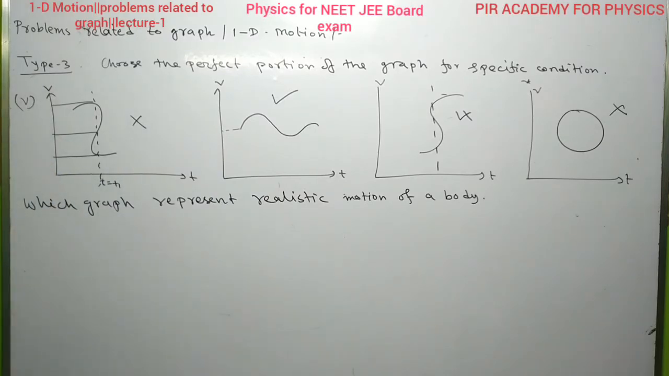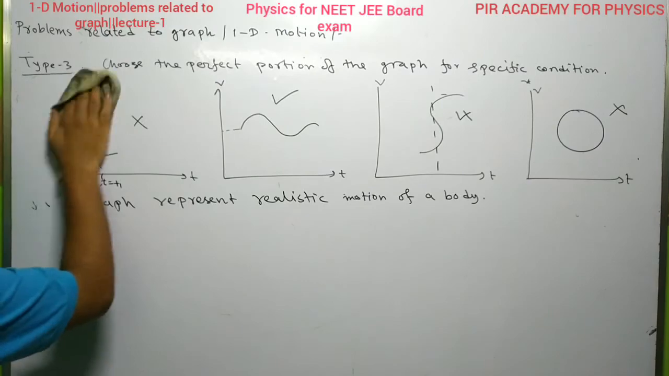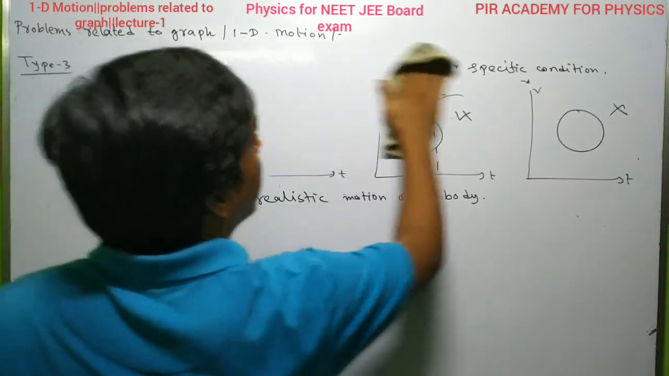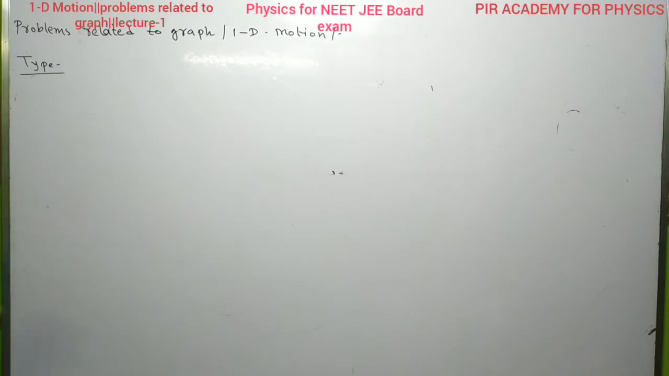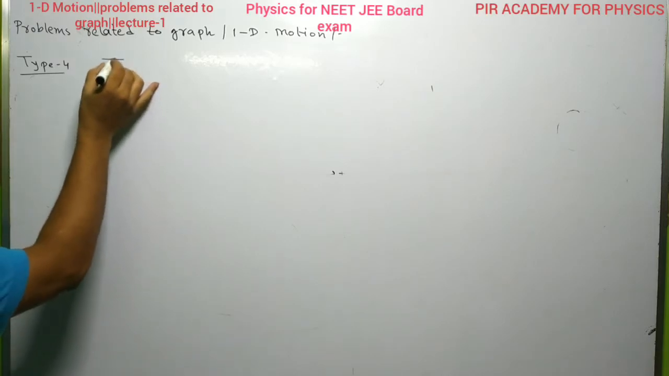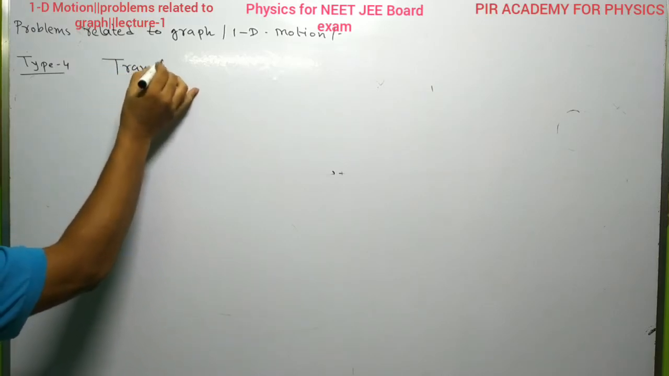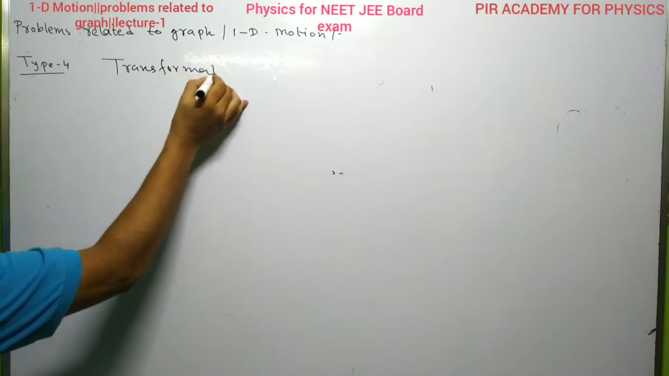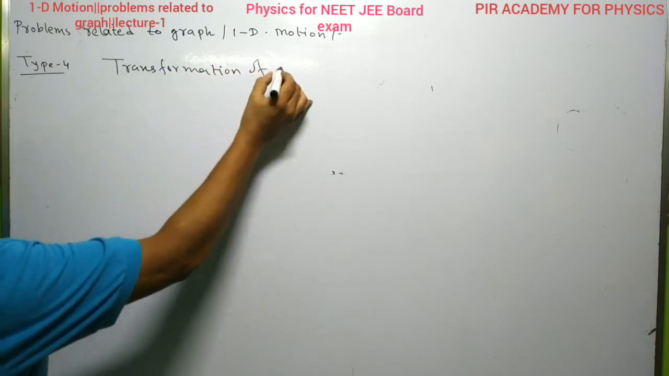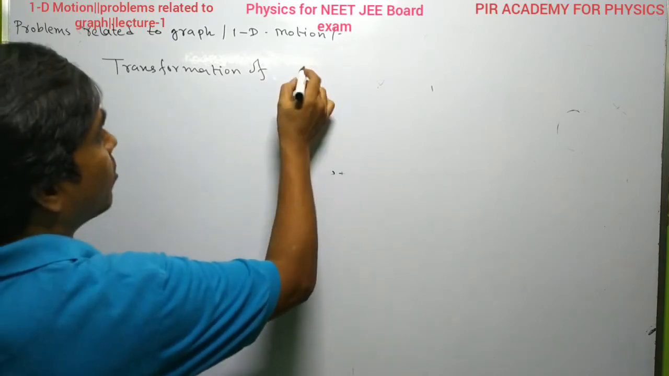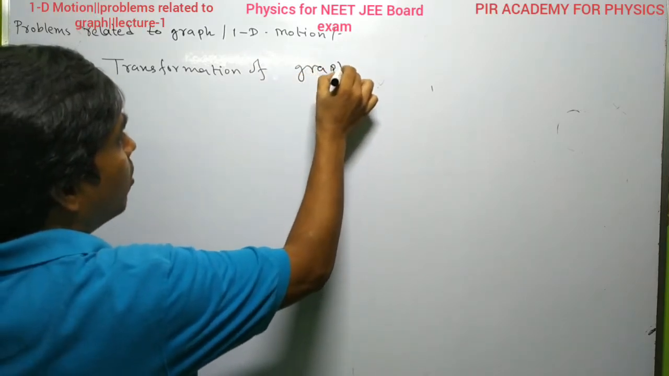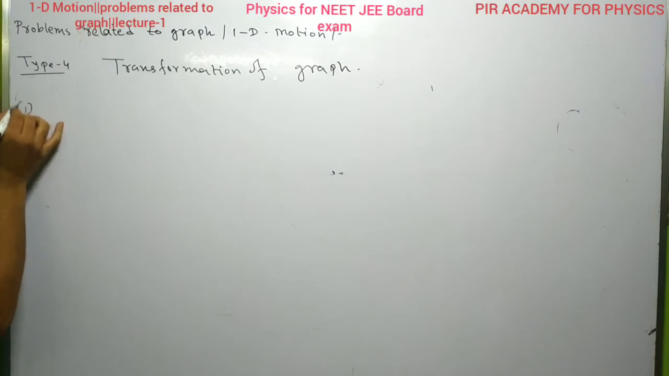Now number 4. Here I will discuss type number 4 questions: transformation of curve, or transformation of graph. Suppose number 1.